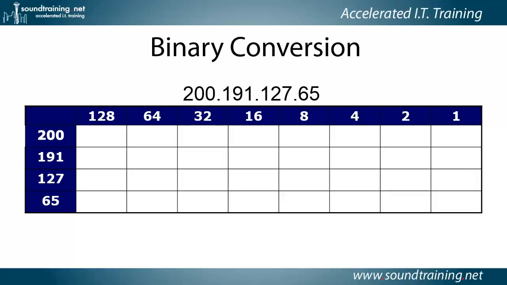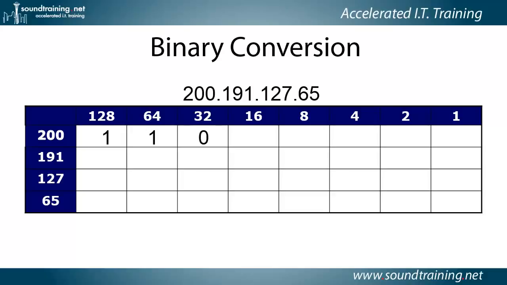So the first thing we do is we ask ourselves, can we subtract 128 from 200? The answer is yes, so we put a 1 in the 128's column. That leaves us with a remainder of 72. Can we subtract 64 from 72? Yes, so we put a 1 in the 64's column. That leaves us with a remainder of 8. Can we subtract 32 from 8? The answer is no, so we put a 0 there.